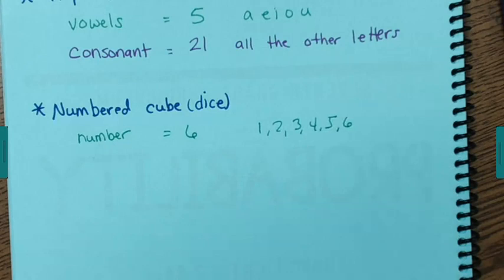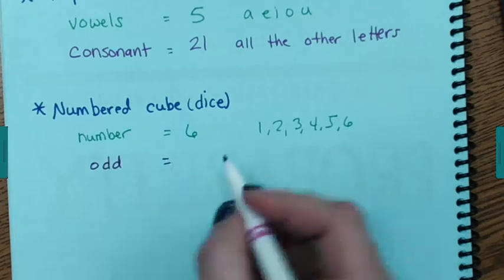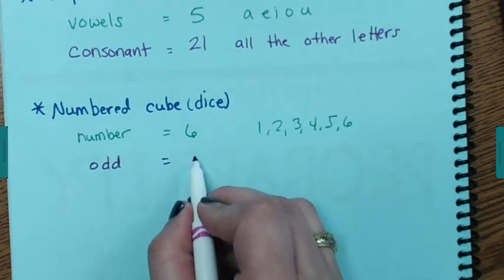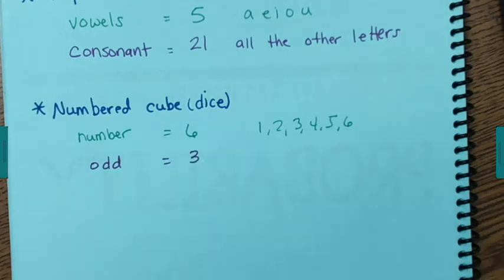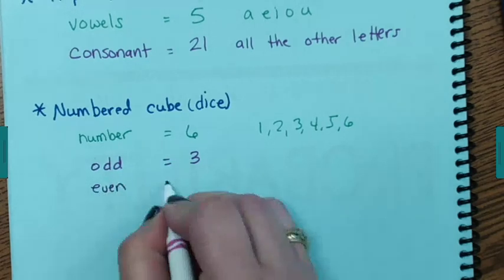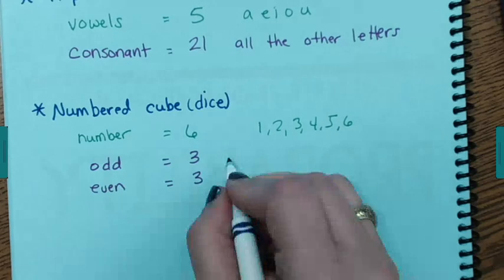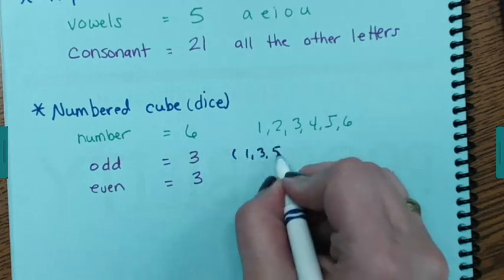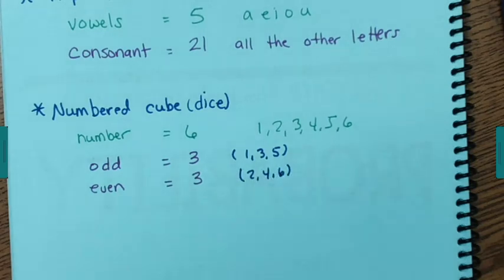A lot of times they ask you about odd versus even. How many odd numbers are on a dice? 3. There are 3 odd numbers. And that means there's also 3 even. 3 odd numbers, 3 even. Odds are 1, 3, 5. Evens are 2, 4, 6. You will be expected to know odd versus even.